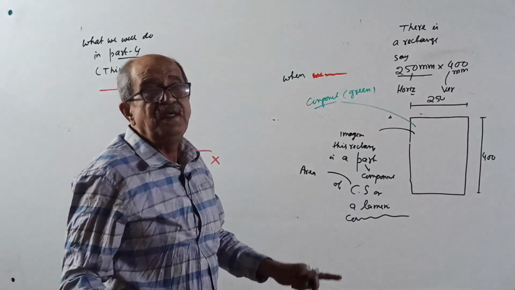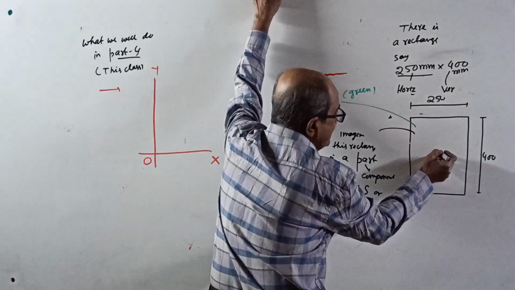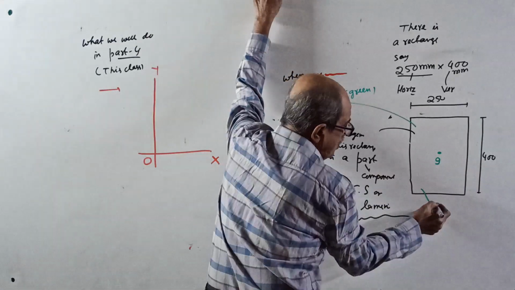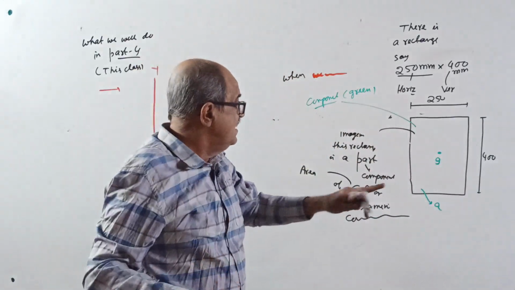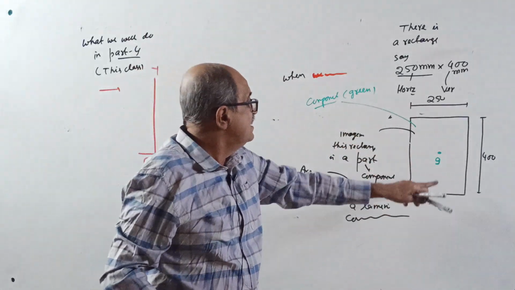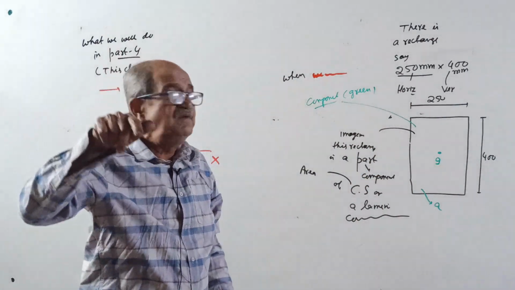I told you it is not the entire cross section, and its centroid is here, small g. Its area is small a. The total area of the given section is the sum of all the areas like this, how many rectangles, triangles, etc. I told you the centroid for the entire cross section will be capital G.